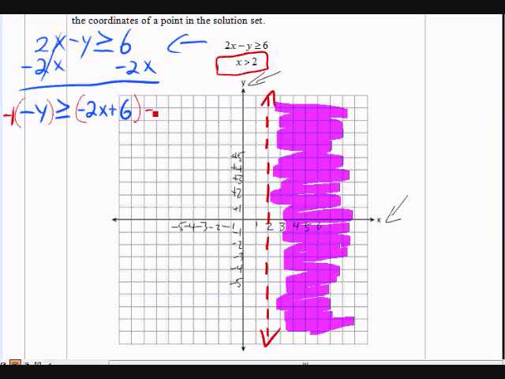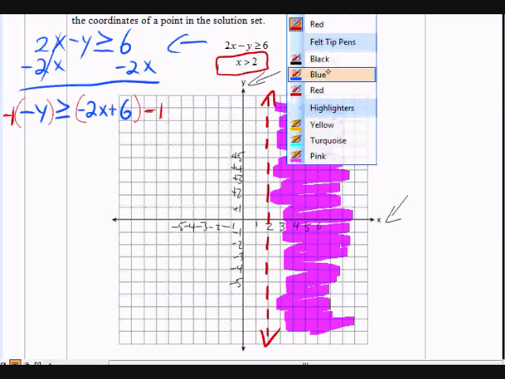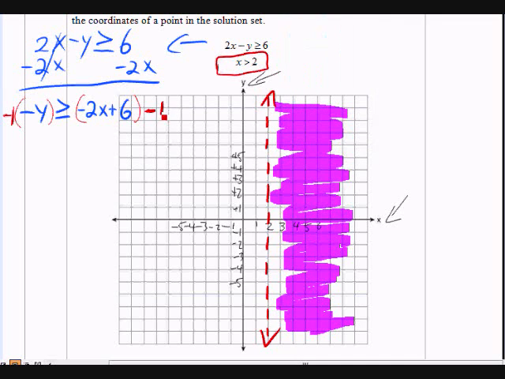Let's do it for both sides, negative 1. Okay, negative 1 times negative y, that's positive y, that's what we wanted. And negative 1 times negative 2, that's positive 2. Negative 1 times negative 6, that's negative 6. And notice when we multiply or divide by a negative number, we have to flip the signs. Okay? Flip the signs. That's y is less than or equal to 2x minus 6.